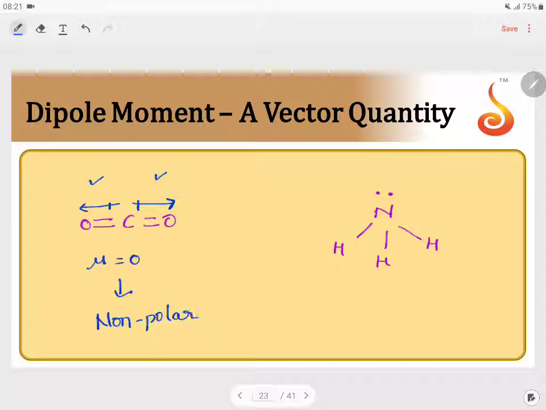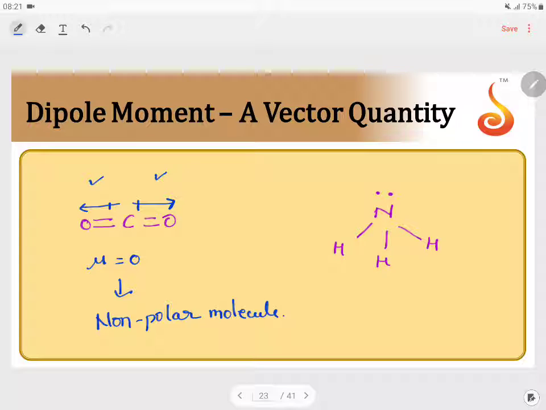Even though it has polar bonds, the molecule is a non-polar molecule. It has a polar bond, no doubt about it, but the overall dipole moment is 0.